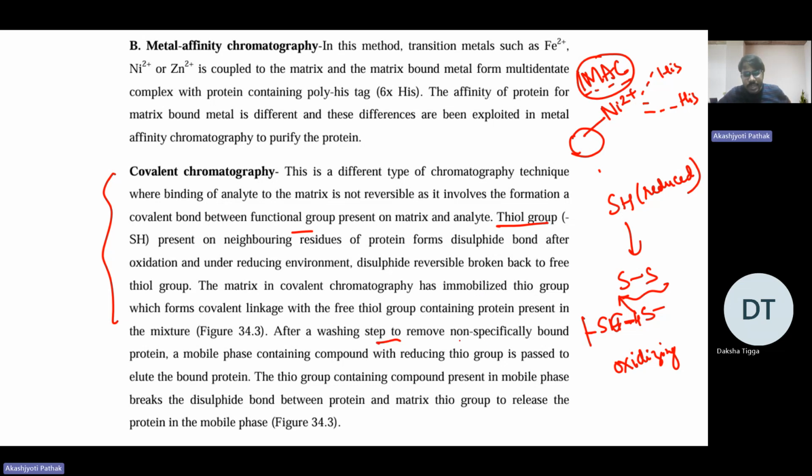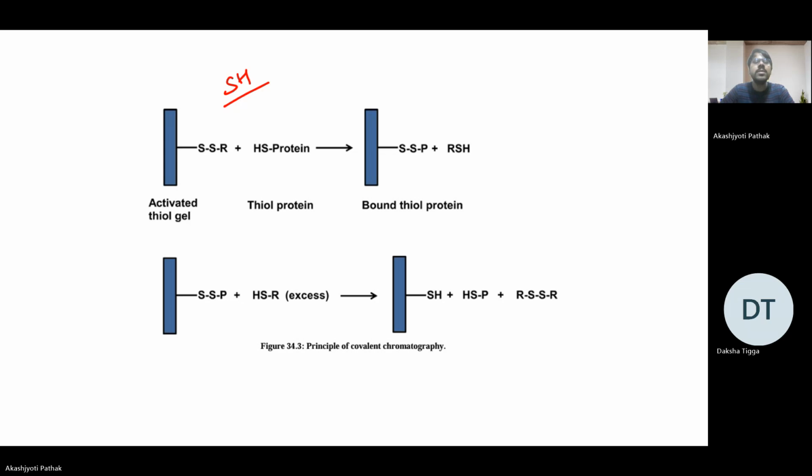Then you can do a washing step to remove the non-specifically bound protein, and then you can add a reducing agent. Once you add this reducing agent, what will happen? Your SS will get reduced to SH, and your protein will get eluted. Once you add this reducing agent, RSH, in excess, the SS that has formed, because your protein has a cysteine residue and has formed a covalent bond with the matrix of the bead which also has a thiol group, will get reduced and form SH, and your protein is getting eluted as HSP.